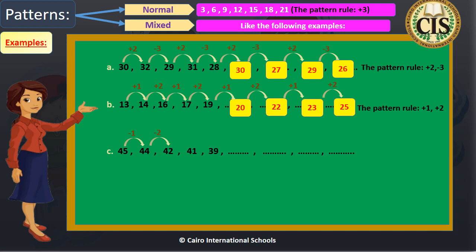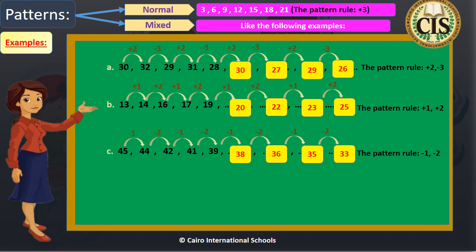Then the turn is for minus 1. 42 minus 1 equals 41. 41 minus 2 equals 39. 39 minus 1 equals 38. 38 minus 2 equals 36. 36 minus 1 equals 35. So the pattern rule, minus 1, minus 2, minus 1, minus 2. So here we will make minus 2, not plus, minus 2. 35 minus 2 equals 33. So the pattern rule is minus 1 and minus 2.